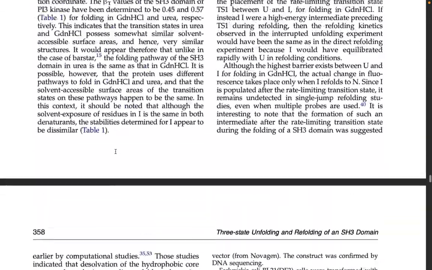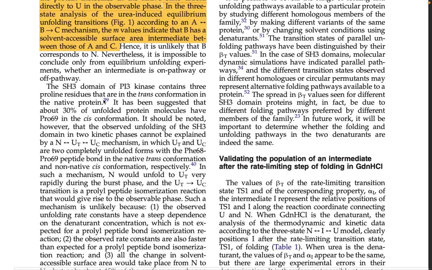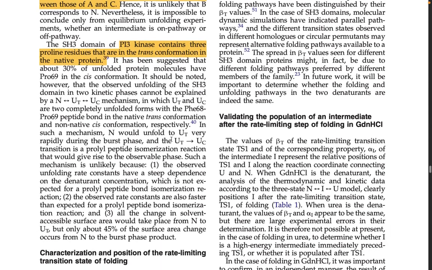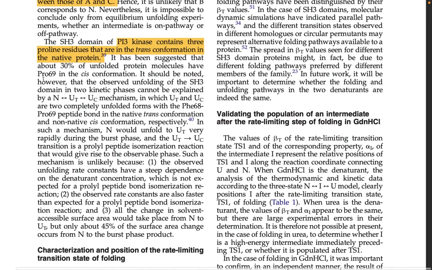3 proline residues, and they are in trans conformation in the native protein. It has been suggested that about 30% of unfolded protein molecules have proline 69 in its cis conformation. It should be noted, however, that the observed unfolding of SS3 domain in kinetic phases cannot be explained by the N to UT to UC mechanism, in which UT and UC are two completely unfolded forms with the phenylalanine 68, proline 69 peptide bond in the native trans conformation and non-native cis conformation respectively.